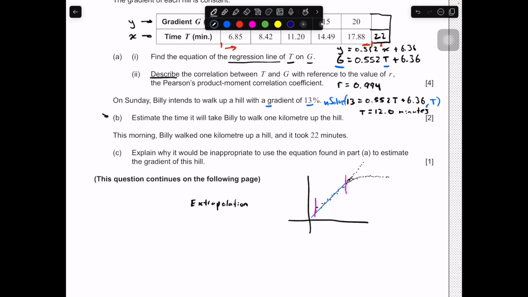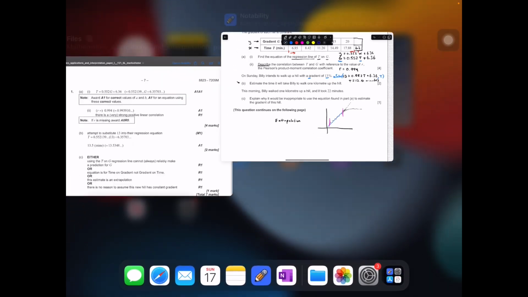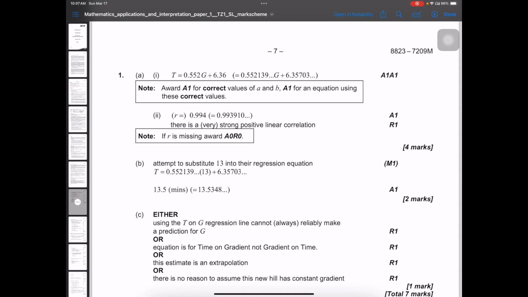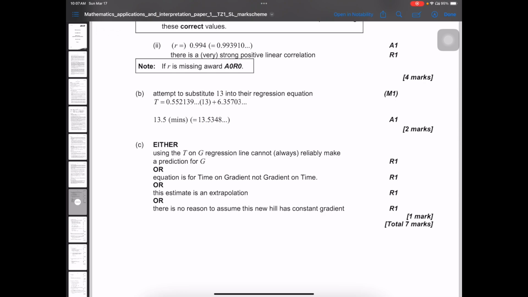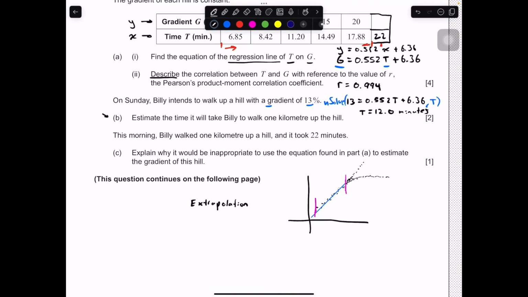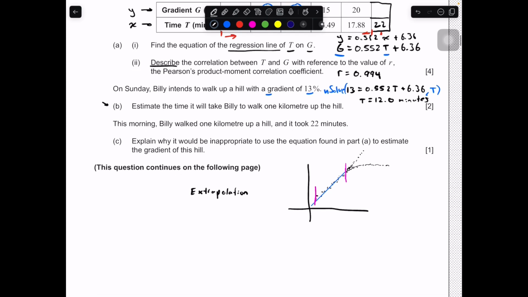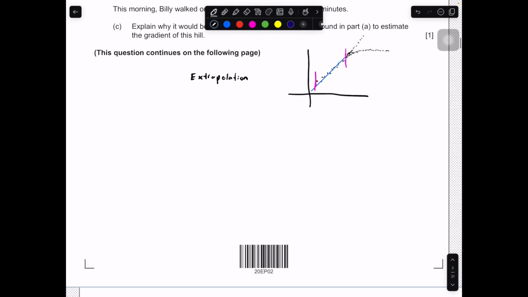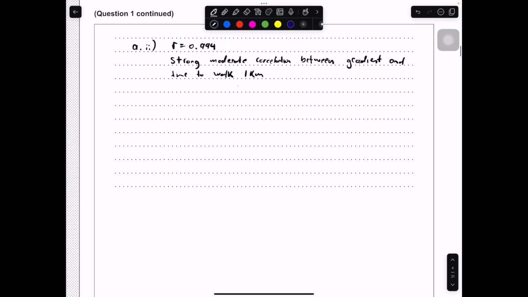And let's go to the mark scheme to see what else we could potentially have. Extrapolation seems to be coming out okay. All right, so here we are for C. Using the T on G regression line cannot always reliably make a prediction for G. I think that's a little vague actually. I wouldn't use that. Extrapolation. No reason to assume this new hill has a constant gradient. That's interesting. Yeah, potentially, could be some up and down kind of road. Yep, I guess for myself, extrapolation comes out most readily.